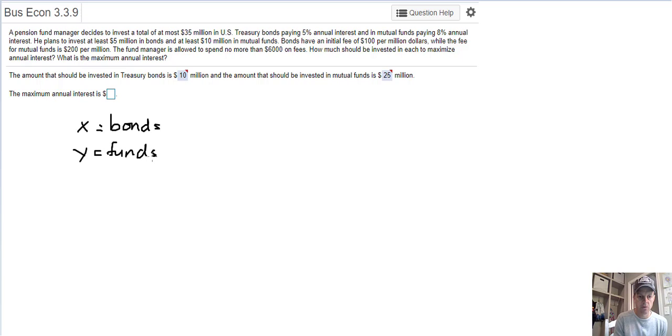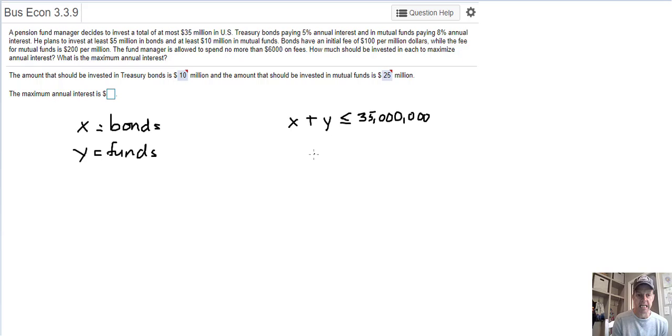Okay, we need to spend at most $35 million in either bonds or mutual funds. So x plus y, if we add those two things together, needs to be at most, which means less than or equal to, 35 million. Some people get confused by that. At most means no higher than 35 million.